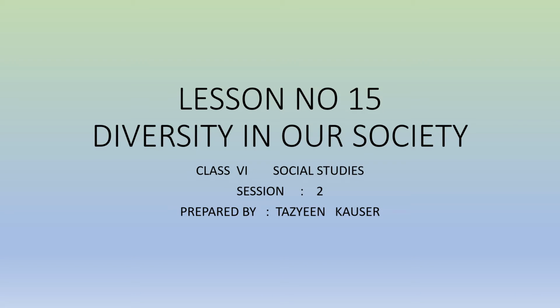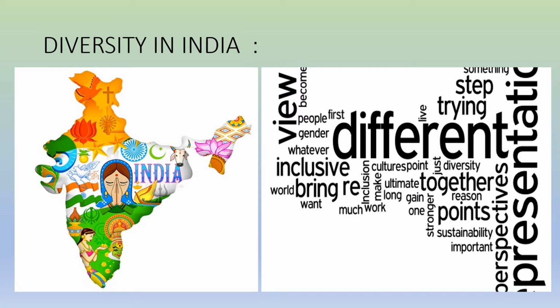Today I'm going to explain session 2 of lesson number 15, Diversity in our Society. Diversity in India. In this slide you can see the map of India, which shows the different religions, cultures and beliefs. You can see India is a diverse country. And in this picture you can have a close look where you have the definition of diversity. Everything is different, from cultures and traditions to beliefs. So India is a diverse country.